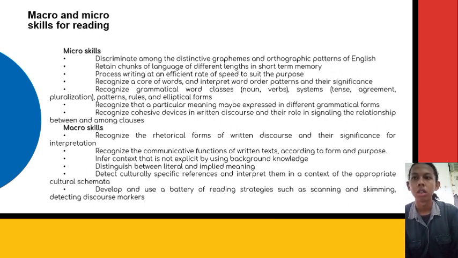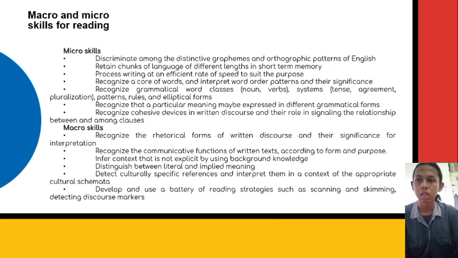The first is discriminate among the distinctive grammatical and orthographic patterns of English. And number 2 is retain chunks of language of different lengths in short-term memory. And number 3 is process writing at an efficient rate of speed to suit the purpose. And next is recognize a core of words and interpret word order patterns and their significance.